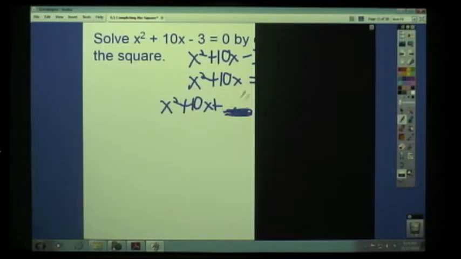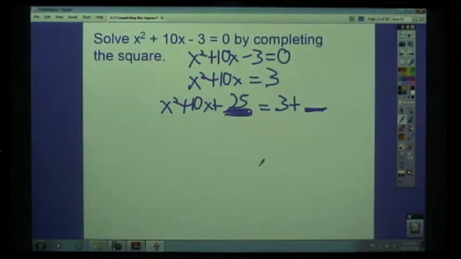Now I'm going to stop writing out this whole process, so you need to be able to see what 10 divided by 2 squared is. Take out your calculator. I'm just going to do it all at once. 10 divided by 2 is 5. 5 squared is going to be 25. So you want to add 25 over here. The problem is, what you just did is you added 25 to the left-hand side of the equation. So guess what you've got to do? You've got to add 25 to the right-hand side of the equation. So what that does is that gives me 28 on the right-hand side.